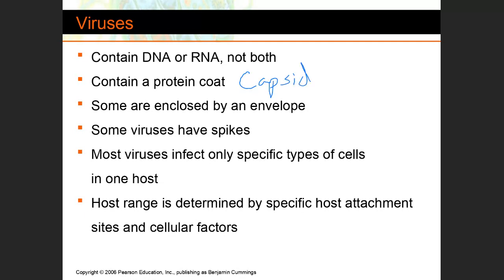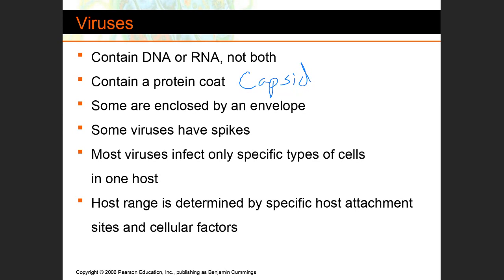Capsid. All right, so the protein coat is called a capsid. And then some viruses, especially certain animal viruses, are covered with a lipid membrane envelope. Some viruses have protein spikes that stick out from them. And it's the spikes that help those viruses to attach to host cells.